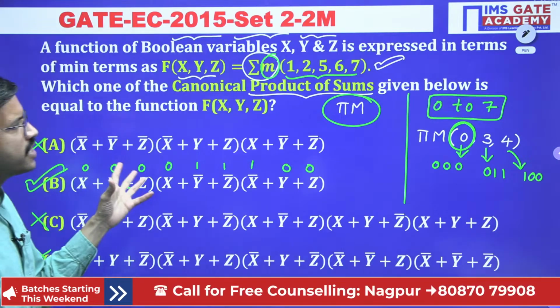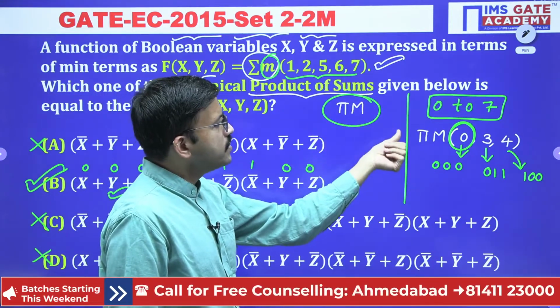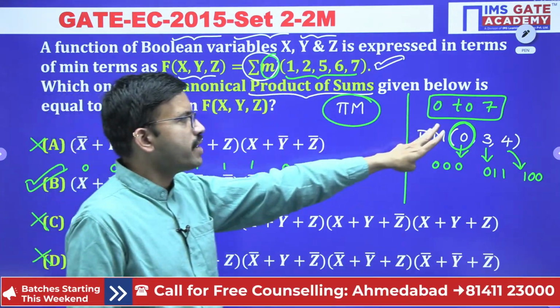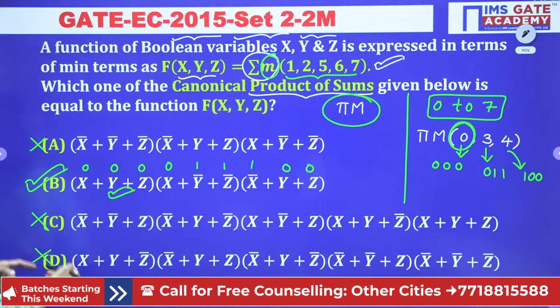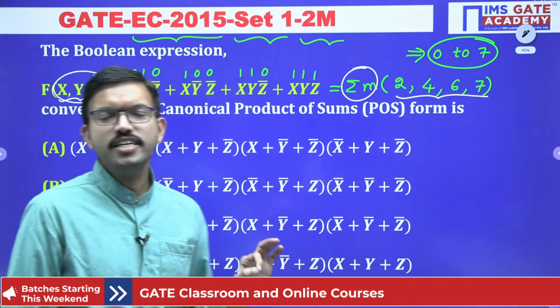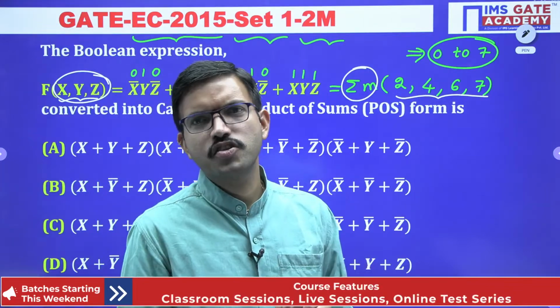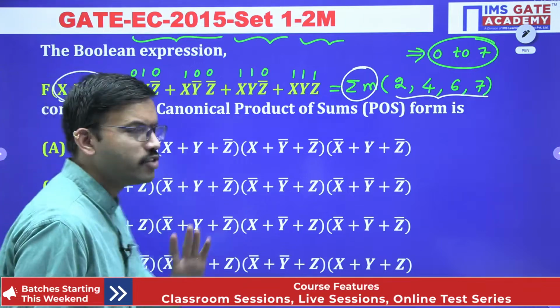See, in the previous question, we were able to eliminate because initially you were having 5 min terms. Since it is a 3 variable function, only 3 max terms are sufficient. So with the help of that, we straight away eliminated 2 choices. But here in this question, unfortunately, we cannot eliminate even a single choice with the help of that knowledge. Sometimes it is possible, sometimes it may not be possible. No worry.